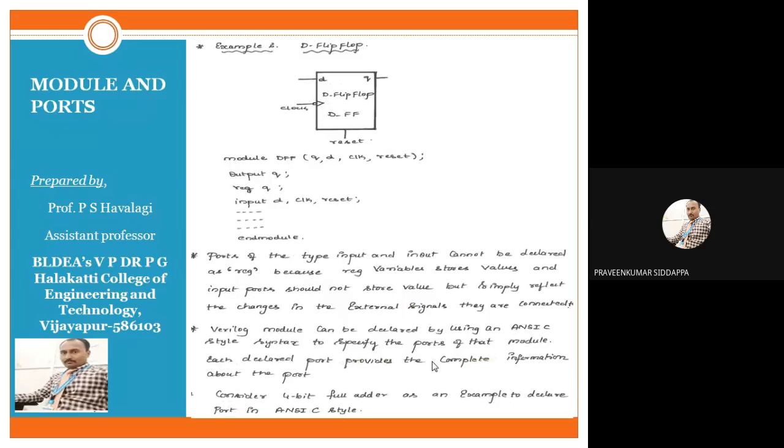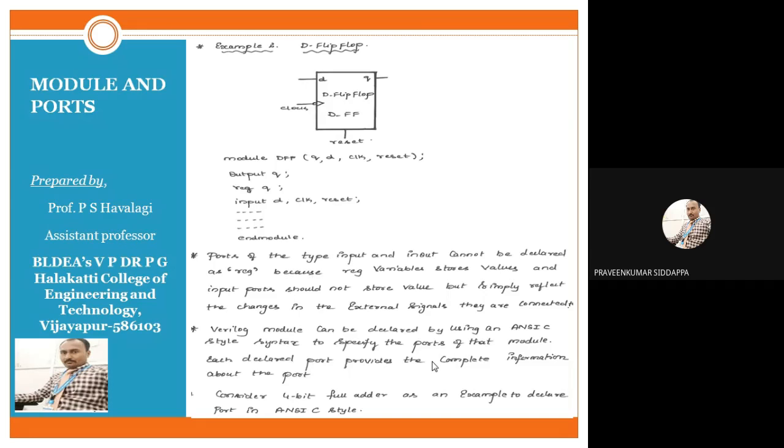Next, we will take one example. Here we have shown a D flip-flop diagram. By seeing that block diagram, we will write an example for list of ports as well as port declaration. Both we will write. First, the list of ports: module D flip-flop, Q comma, only one output Q, comma D comma clock comma reset. This one is an example for list of ports. That first line is the example for list of ports.